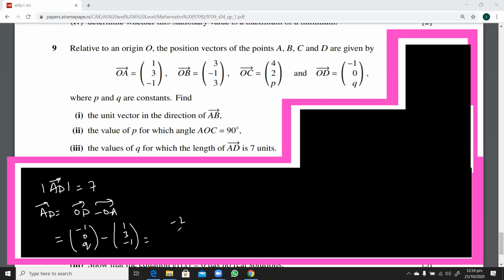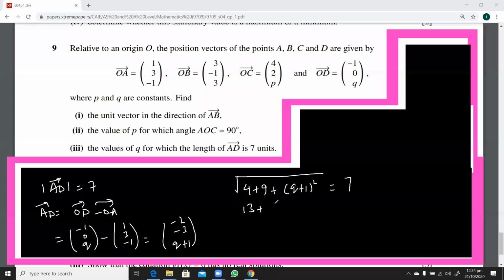This is minus 2. This is minus 3. This is Q plus 1. Now its magnitude is going to be the square root of 4 plus 9 plus (Q plus 1) whole square, and that is equal to 7. I squared both the sides, that is 13 plus (Q plus 1) whole square, that is 49. I am not expanding this because this will save my time. I'll just keep it as it is. That is going to be equal to 36.